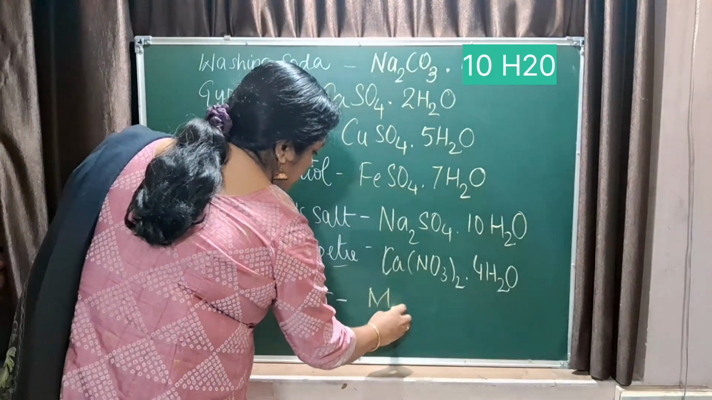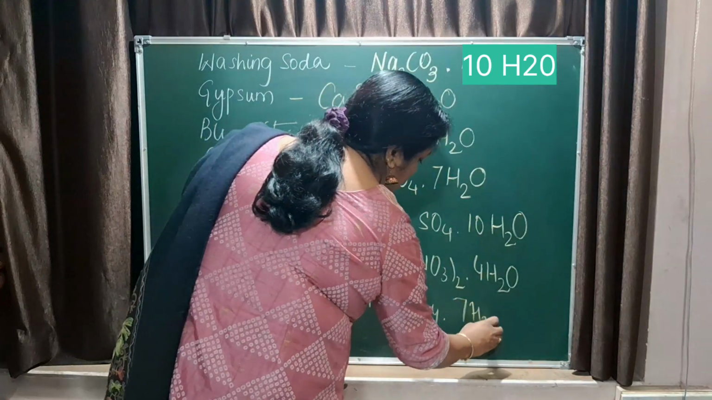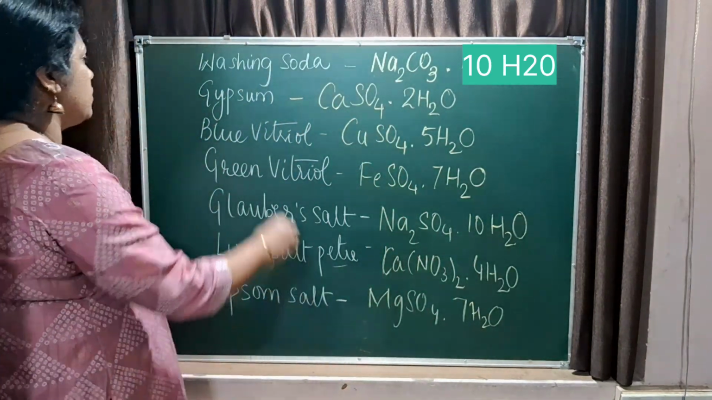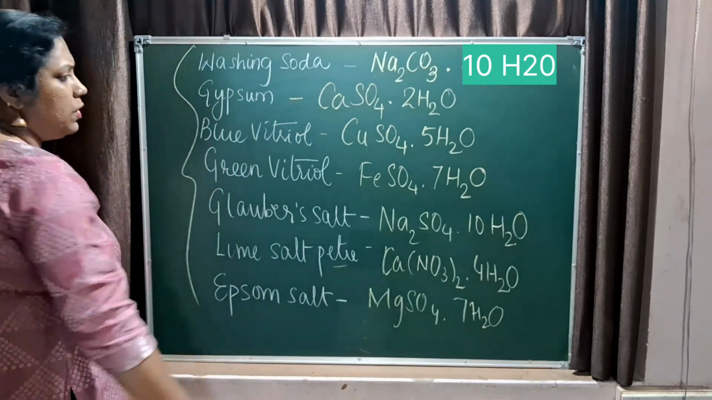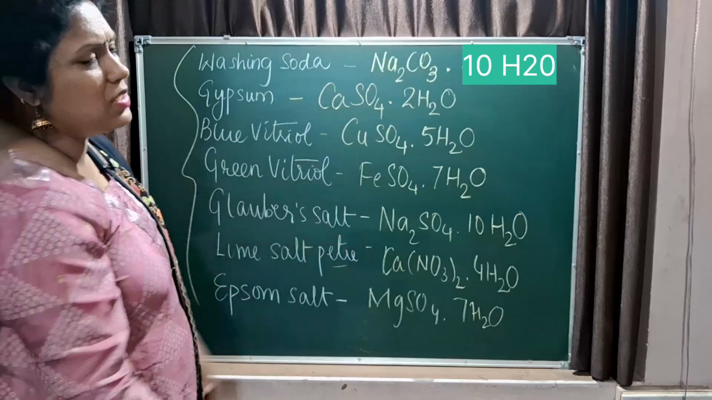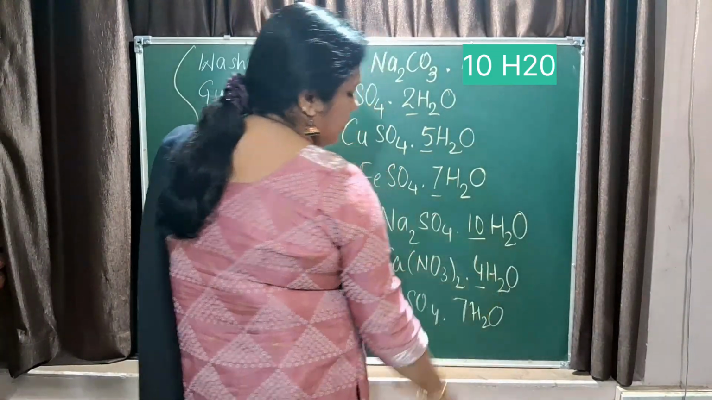Epsom salt is magnesium sulfate with 7 molecules of water of crystallization. So these are certain examples of the salts crystals with water of crystallization. You can see here the different molecules. These numbers are fixed, children. You cannot change these numbers, okay? These numbers are all fixed.